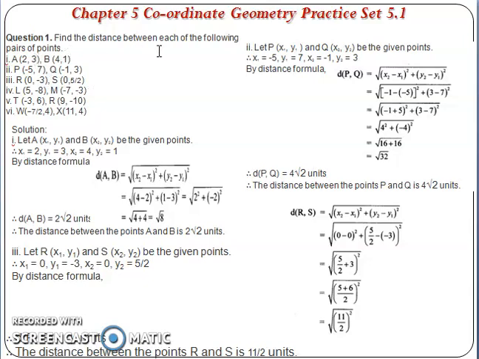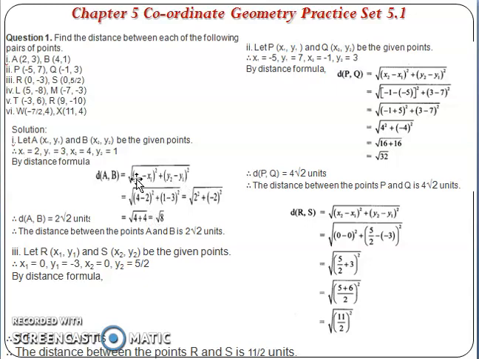Question number 1 is: find the distance between each of the following pairs of points. Suppose the coordinates given are A(2, 3) and B(4, 1). First of all, let A(x1, y1) and B(x2, y2) be the given points. So x1 equals 2, y1 equals 3, x2 equals 4 and y2 equals 1. By the distance formula, d(AB) will be the square root of (x2 minus x1) whole square plus (y2 minus y1) whole square.